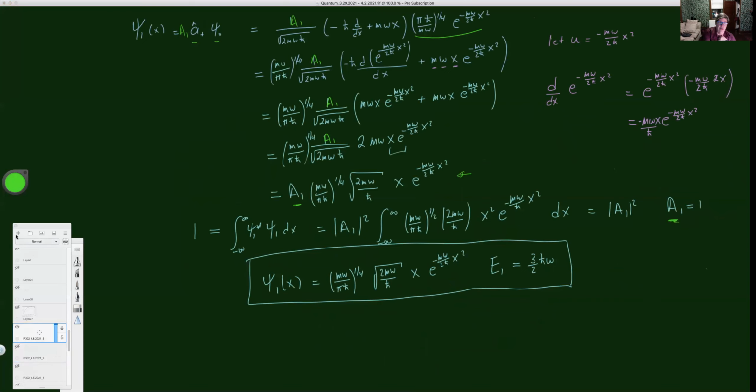I'm going to get a new layer, and I'm going to label it as we always do.